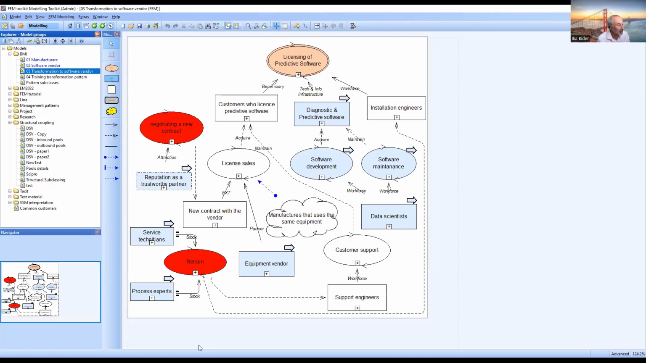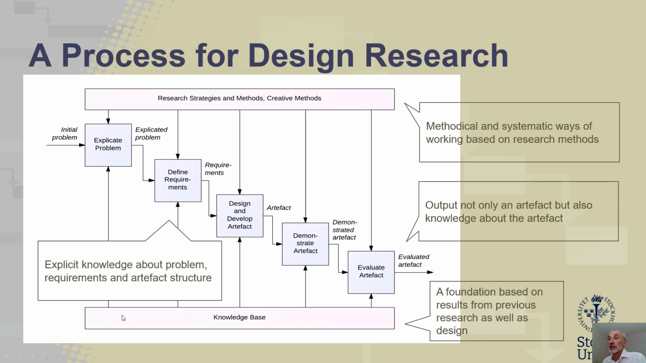There are other examples as well. Now let's have a look at what happened in this project. We explicated the problem, and it was a problem of finding the majority of business processes in an organization. We designed an artifact for this purpose, and we tested it in reality, and it was more or less solving the problem of finding the majority of processes in an organization.